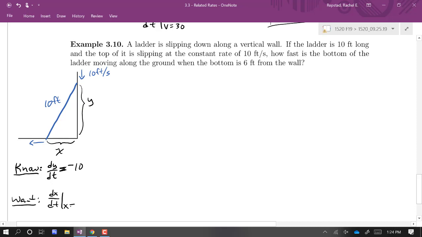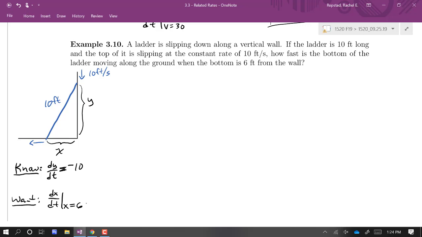So we want to know dx dt, the rate at which x is increasing, obviously, right? It's pushing out from the wall. If it's pushing out from the wall and x is getting longer, x is increasing. What do we expect to be true when we find dx dt? It's going to be positive. And the fact that we set it up so that dy dt is negative should bake into this problem that we're going to get a positive result when we find dx dt.